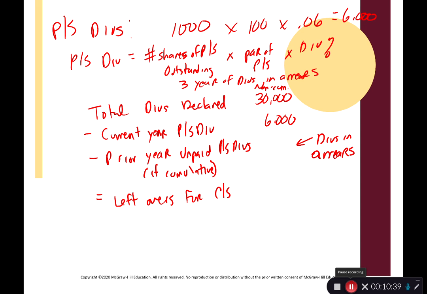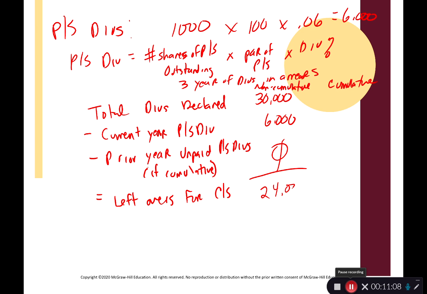and then let's do non-cumulative and cumulative. And I'm going to erase dividends in arrears just to make more room. So if it's non-cumulative, then we have the 30,000 declared. They get the current year preferred stock dividend. Even though there's 3 years of dividends in arrears, I don't care about it because their non-cumulative dividend preference means they don't get any of the old ones, which means the leftovers for the commoners would be 24,000.